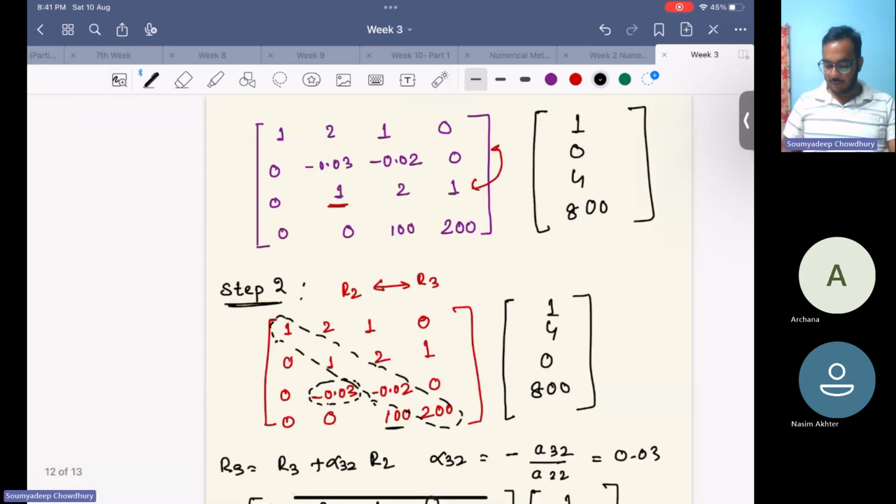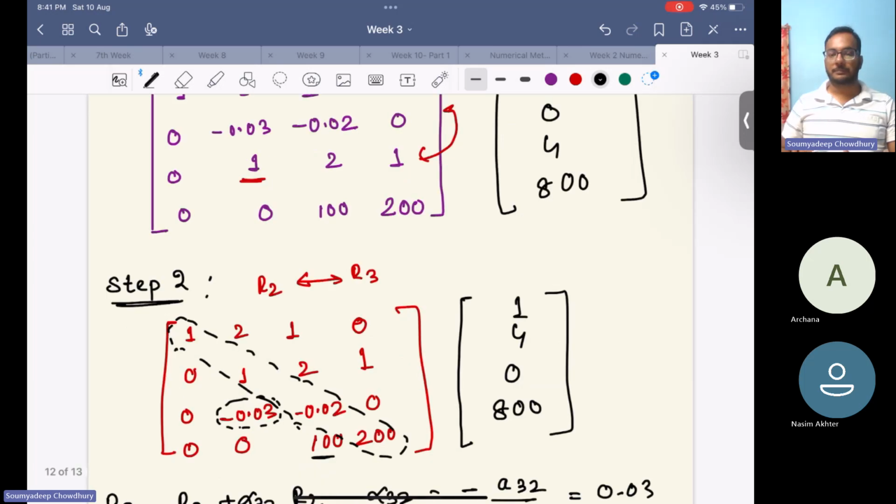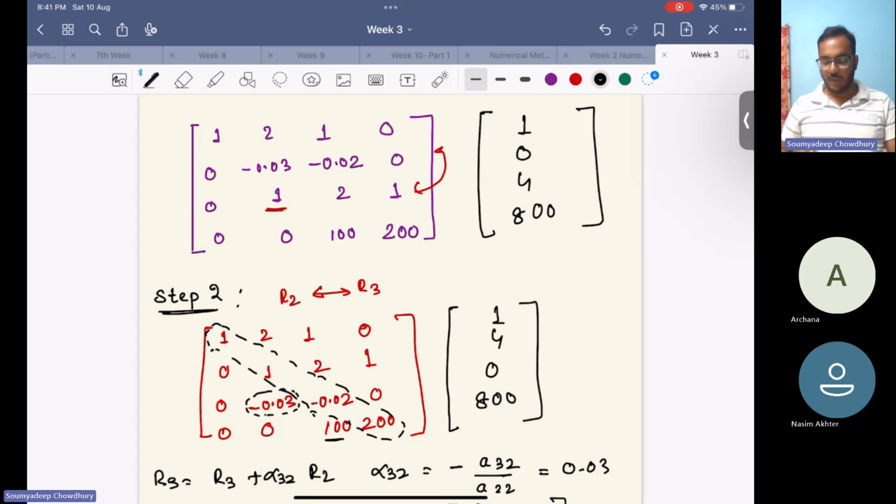Okay. So if you do that, you will get this matrix 1, 2, 1, 0. Similarly, also do it for the right hand side vector. The same thing. So now you have completed the first step. So once you go to the second step, you see the matrix which you have now.